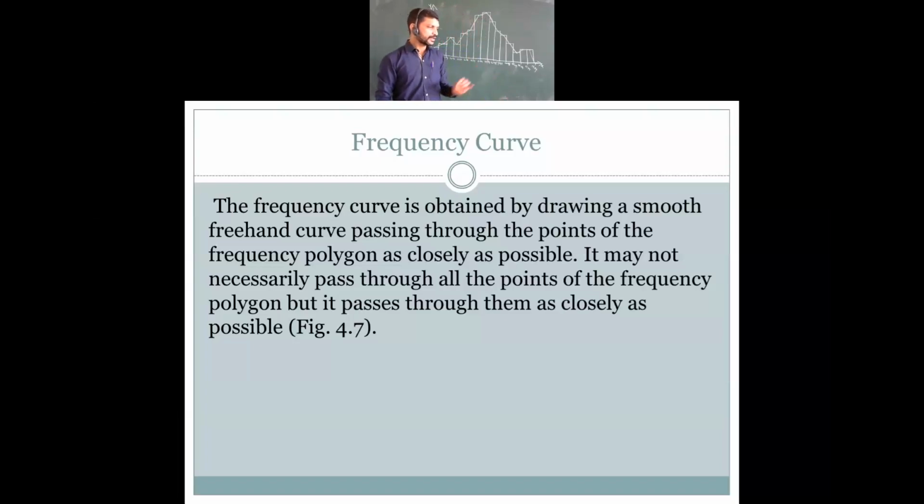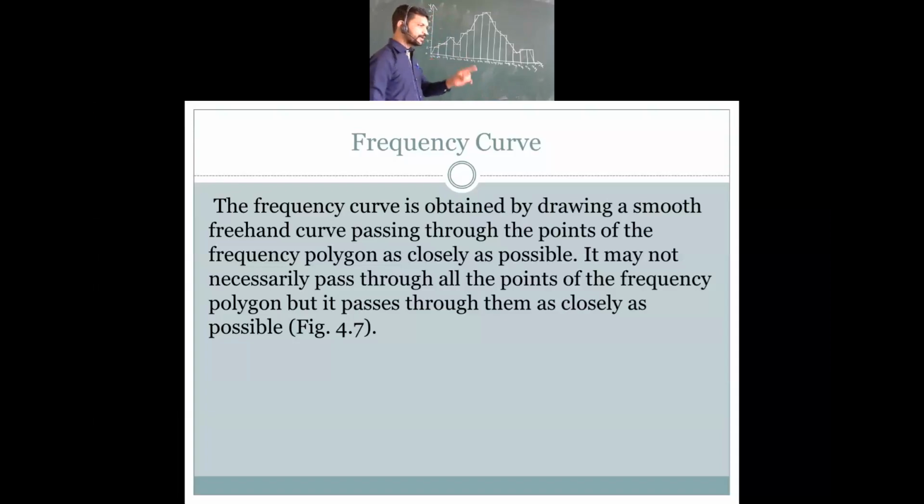See, it may not necessarily pass through all the points of the frequency polygon, but it passes through them as closely as possible. It is not going to be the same, but nearby. This is the curve you are seeing, going up and coming down. The same curve you are going to see. It is not the same as this, but as close to it as possible.